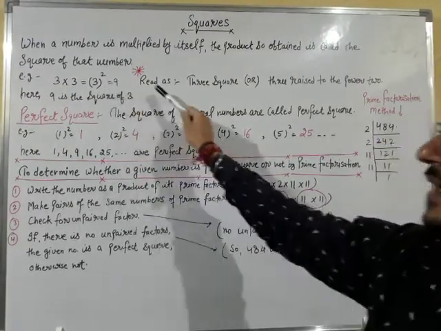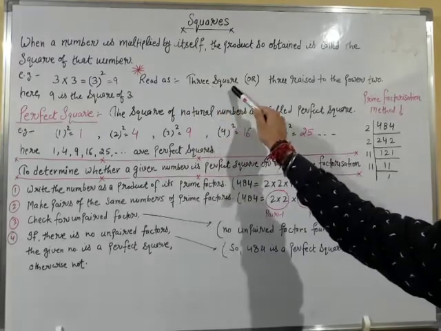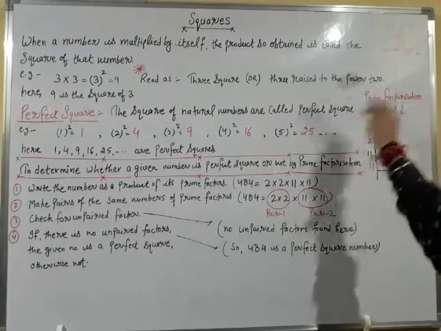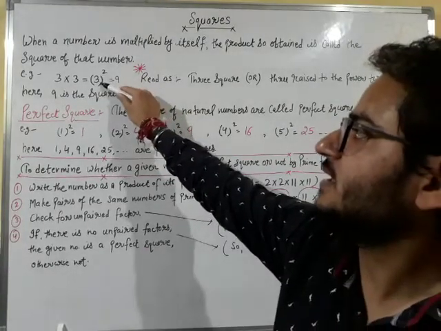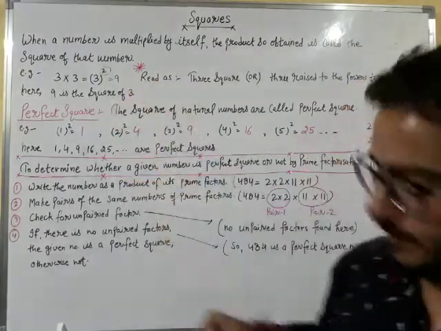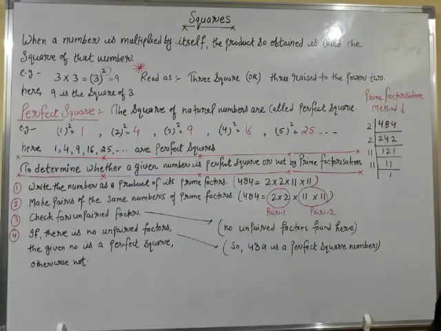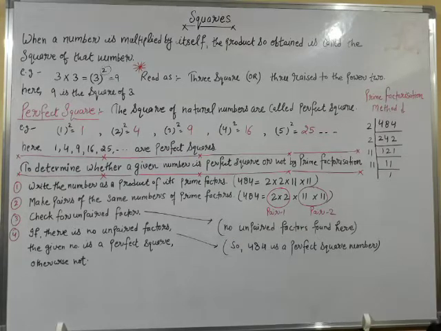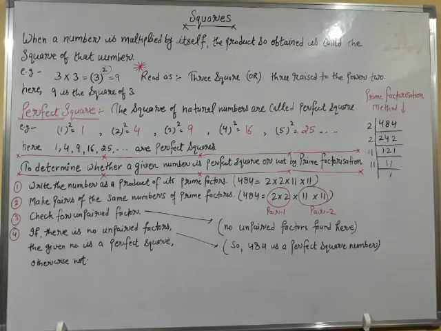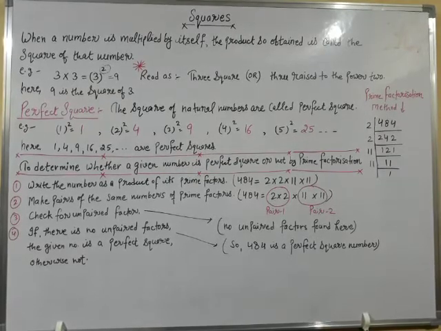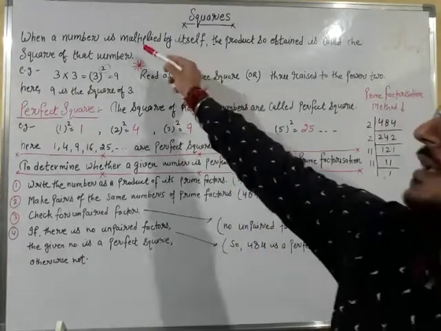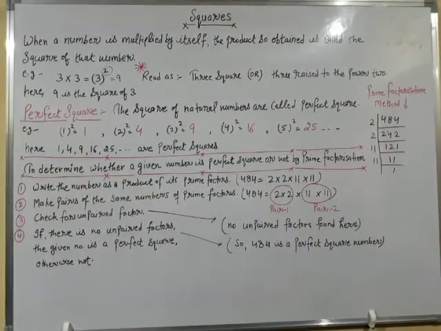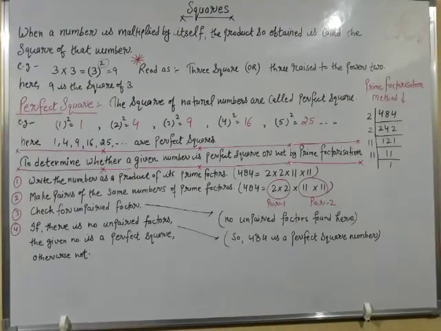How will we read it? It can be read as 3 square or 3 raised to the power 2. Base is 3, 3 raised to the power 2. Similarly, if we have to find the square of 4, the square of 4 means 4 multiplied by 4, because the number is multiplied by itself. So 4 multiplied by 4 is equal to 16.